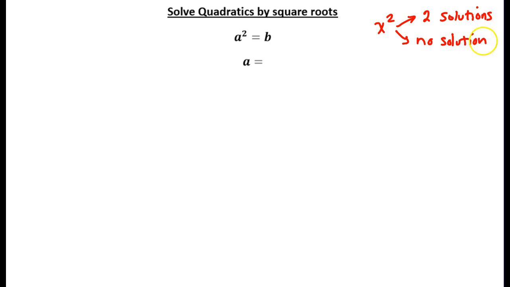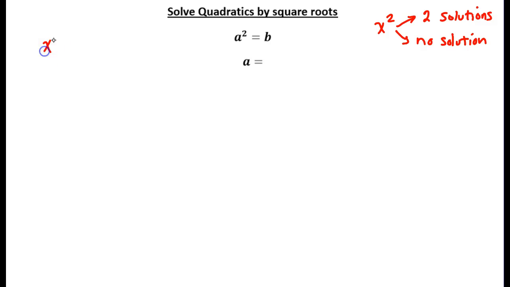Now, we're not going to get in depth about no solution. That'll be more in Algebra 2. So just know that when we solve these equations, we're looking for two answers. Okay? So in this specific lesson, you're going to have examples that look like a squared equals b. And I'll show you how to get a by itself. So you're going to have specific examples.